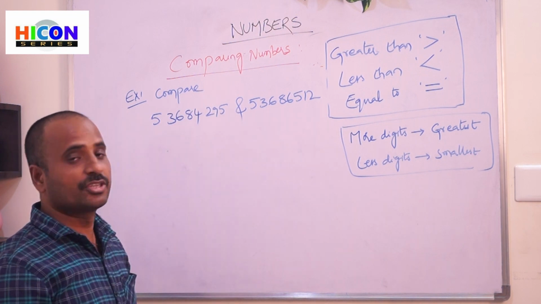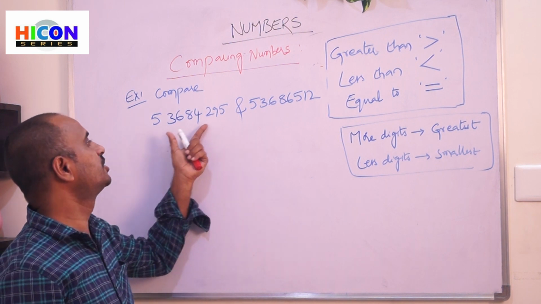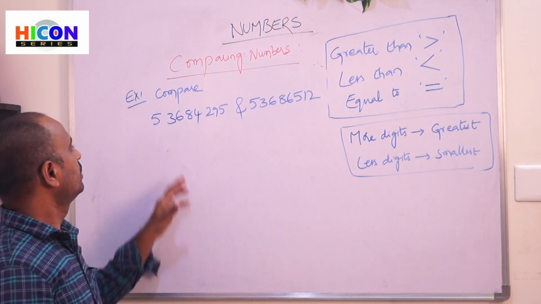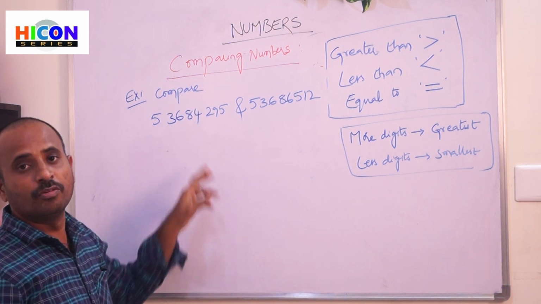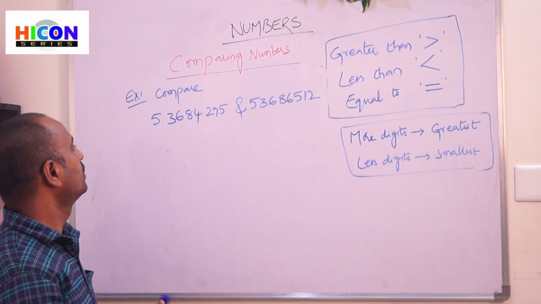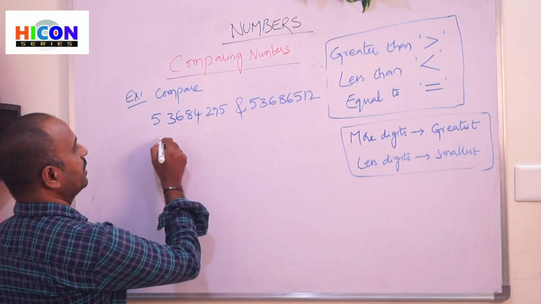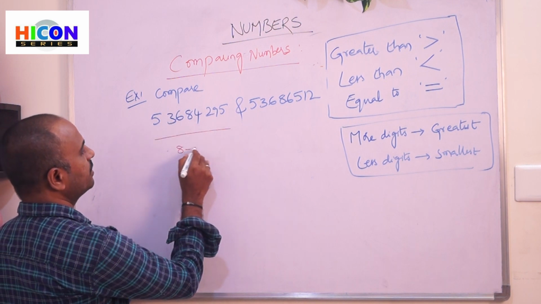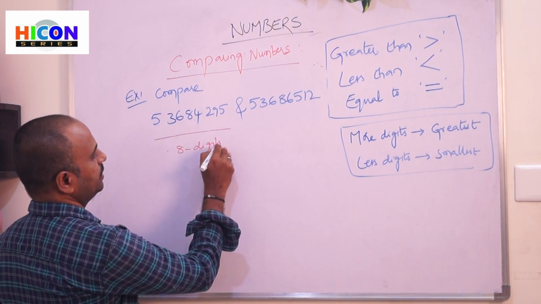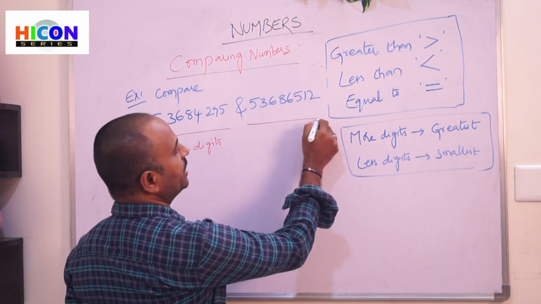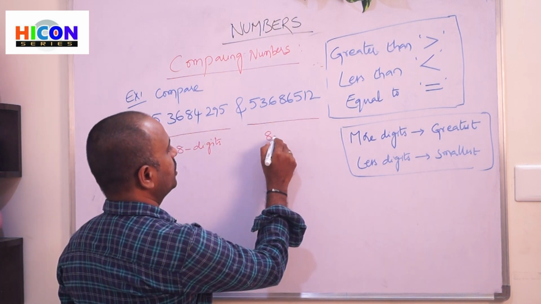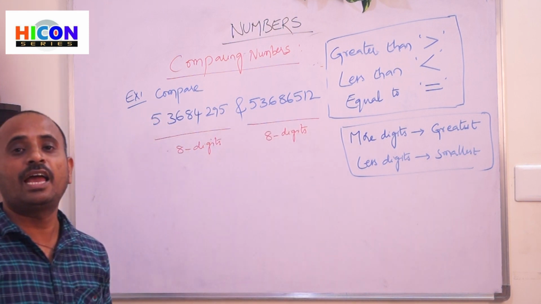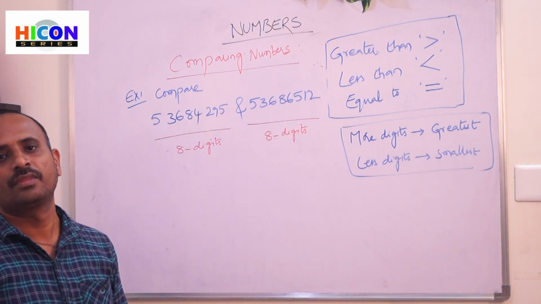So let us count the number of digits in each number. How many digits does each number have? So here in the first number, how many digits are there? So total there are 1, 2, 3, 4, 5, 6, 7, 8 digits. So in the second number also, how many digits are there? In the second number also there are 8 digits. So the two numbers have an equal number of digits.